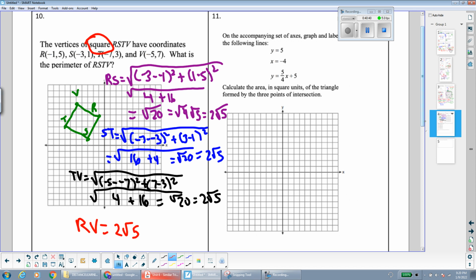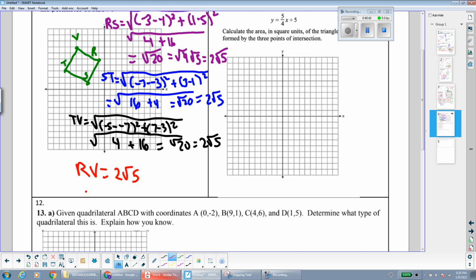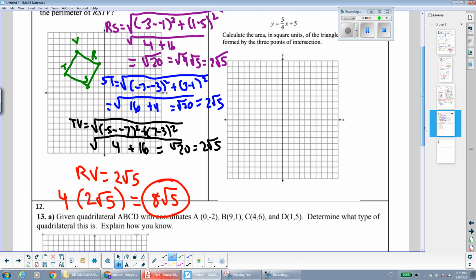So to find the perimeter, we're going to be adding 2 radical 5 by itself 4 times, or multiplying by 4. So I have here 8 radical 5 is the perimeter.